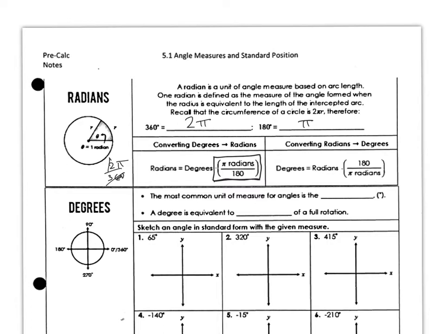So the most common unit for angles is the degree measure. Obviously, that's the one you've seen probably the most. There is no symbol for radians. A degree is 1 out of 360, or 1/360th, of a full rotation, so it's very small. A radian is a little bit larger.